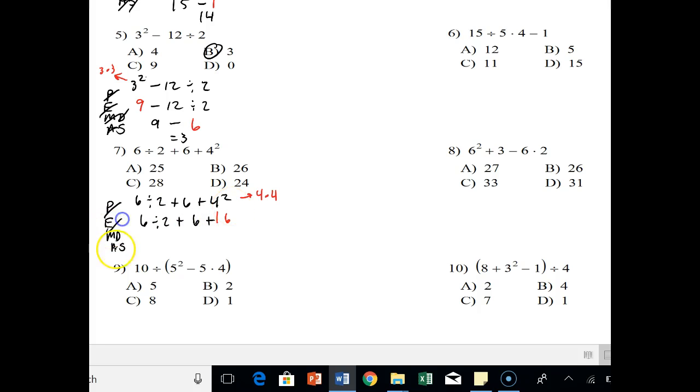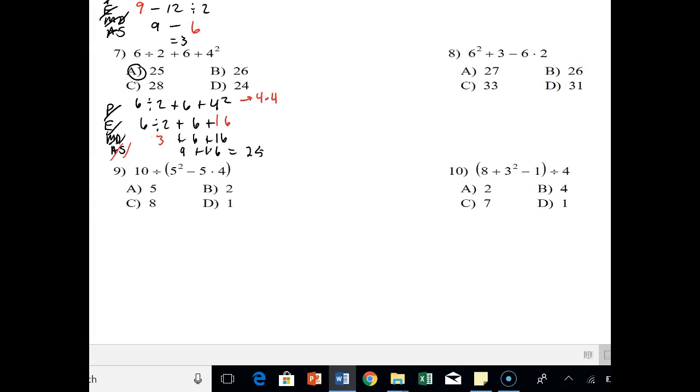Now, no more exponents. Multiplication or division? No multiplication. I do see division. 6 divided by 2 is 3. So 3 plus 6 plus 16. And now I just have nothing but straight addition all the way across, so I can do this all in one swoop. 3 plus 6 is 9. 9 plus 16 gives me my answer of 25. A.